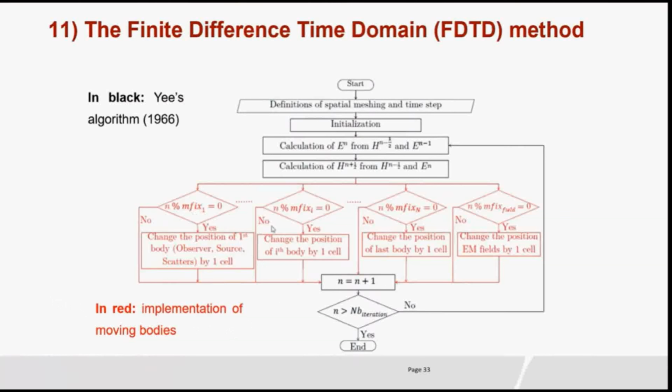You can see that we can move many objects. We can move the fields themselves, and we can move the objects, not necessarily at uniform speed. We can move at any speed, with any complex motion. They can oscillate, accelerate, etc.